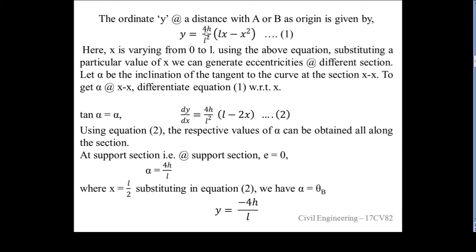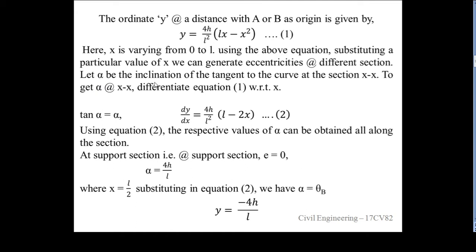This is y = 4h/L² (Lx − x²). To calculate the ordinate, we find x, and L is known. Here x varies from 0 to L. Using the above equation, substituting a particular value of x, we can generate the eccentricity at different sections.